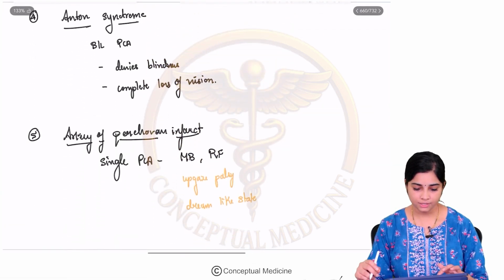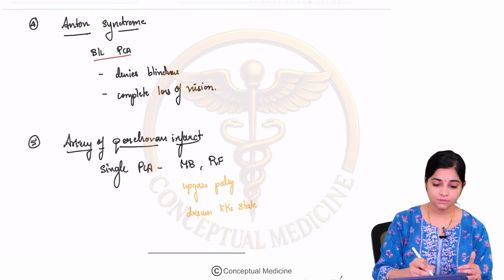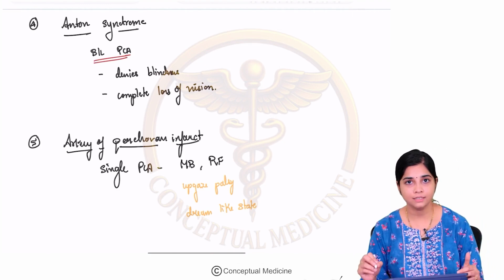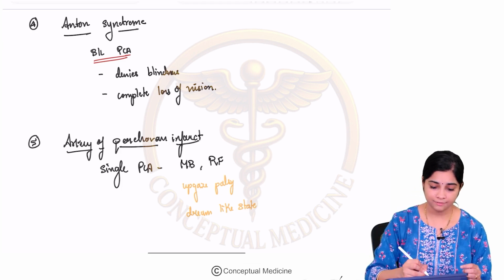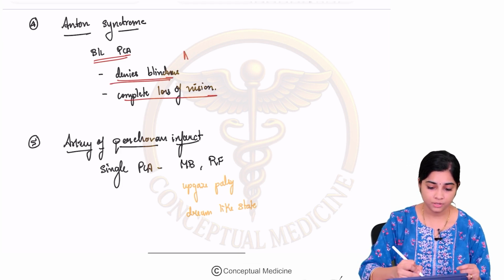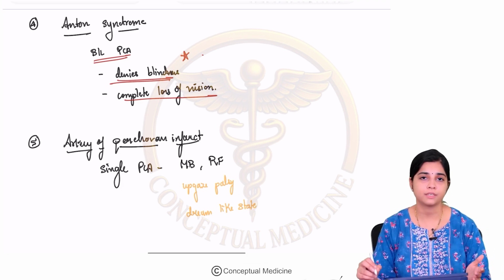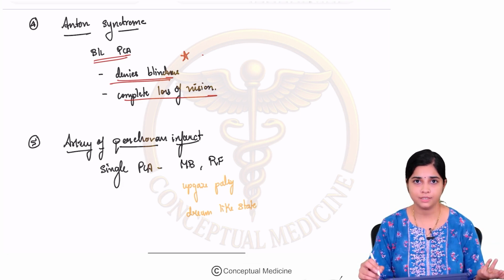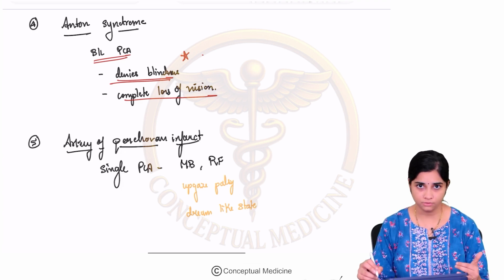The next syndrome that we should know is Anton syndrome. Anton syndrome occurs due to a bilateral PCA territory infarct. They have a complete loss of vision and they deny blindness. Very importantly, because they deny blindness, they keep bumping into objects. They do not have weakness, they do not have any other syndrome. So bilateral PCA territory infarct is Anton syndrome.